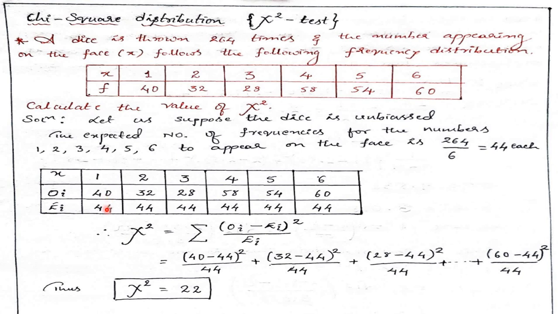40 minus 44 the whole square divided by 44. 32 minus 44 the whole square divided by 44. Continuing like that up to the last value, 60 minus 44 the whole square divided by 44. Solving this using your calculator, you will get the chi-square value, that is 22. So this is one simple problem I have discussed here.